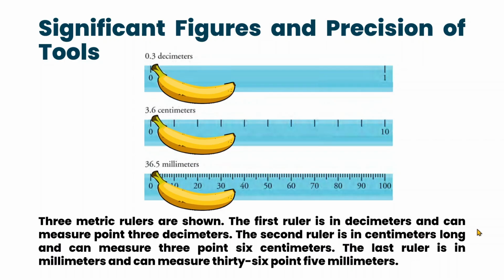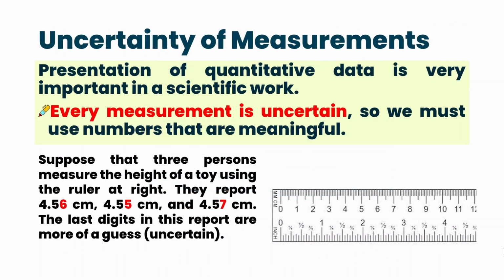So again, I've said that no measurement is ever perfect. No single measurement is perfect. So that brings the idea of uncertainty. Presentation of quantitative data is very important in scientific work. Every measurement is uncertain because there are many available zeros. If you write all the zeros to the right of a particular number, you can go on for eternity or infinity. So we must use numbers that are meaningful only.